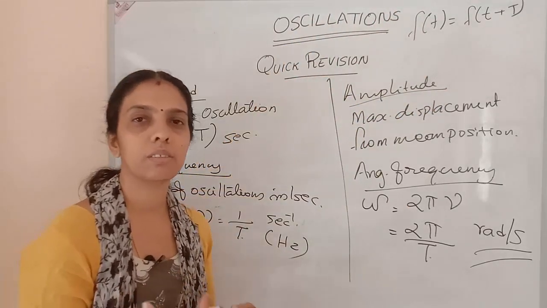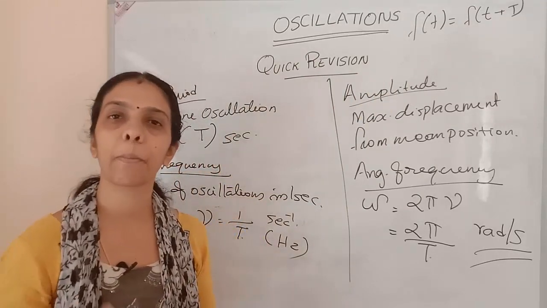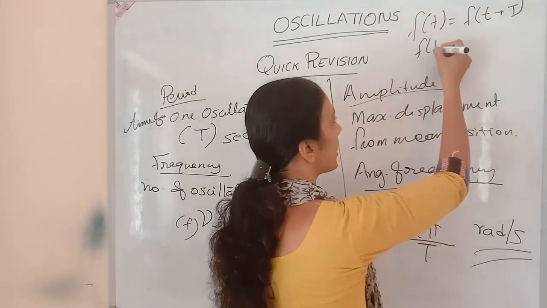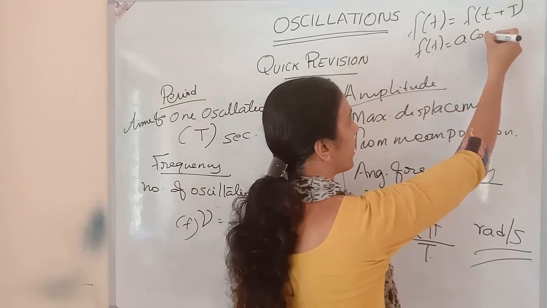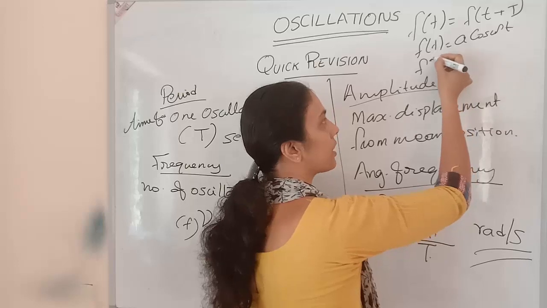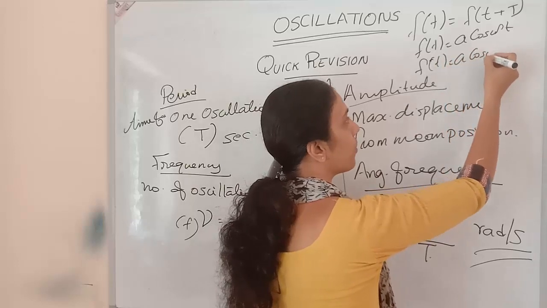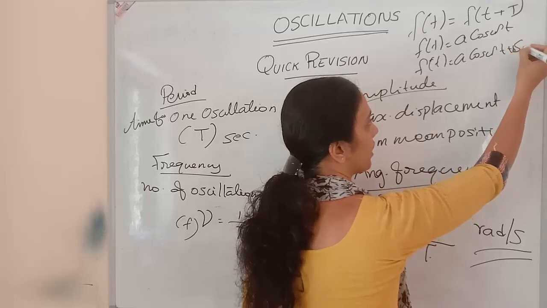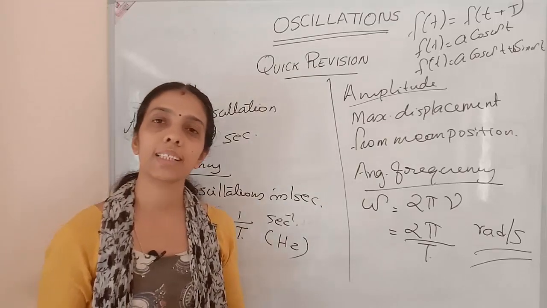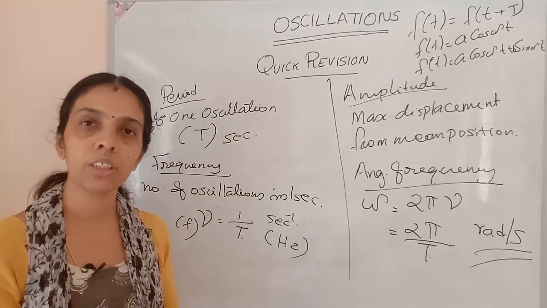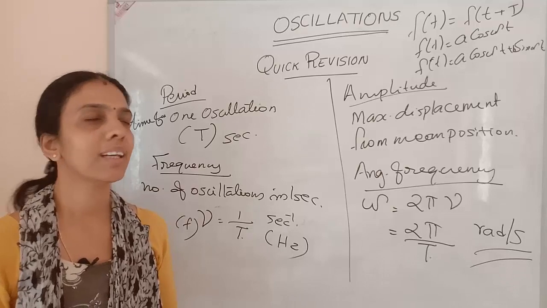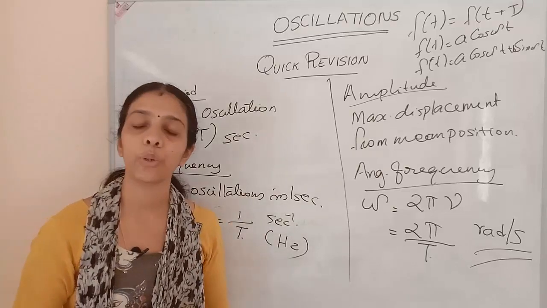A periodic function repeats after a particular interval of time. So f of t can be represented as a cos omega t, or as the sum of a cosine function and a sine function. A periodic function can be represented either as the sum of a cosine function and a sine function, or as a sine function or a cosine function. Clear? This is how we represent a periodic function.